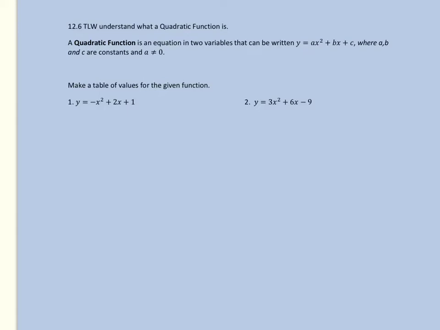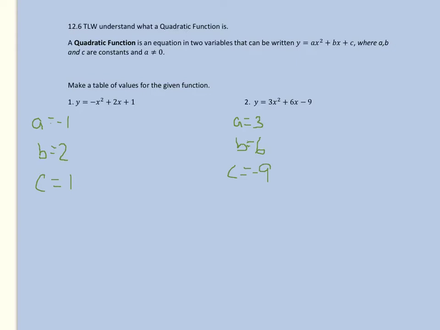So first, before we make the table of values for the given function, identify what a, b, and c equal. If you look at our equation, a: what is x squared being multiplied by? B: what is x being multiplied by? C is the constant, just the constant alone. So here, a is -1, b is 2, and c is 1. Number 2 here, a is 3, b is 6, c is -9.